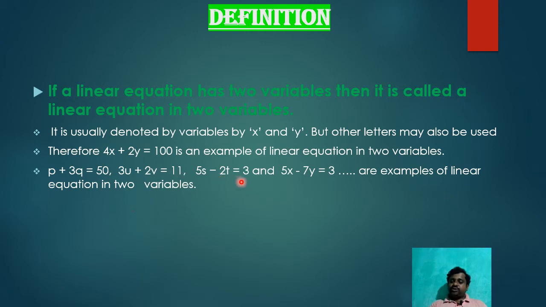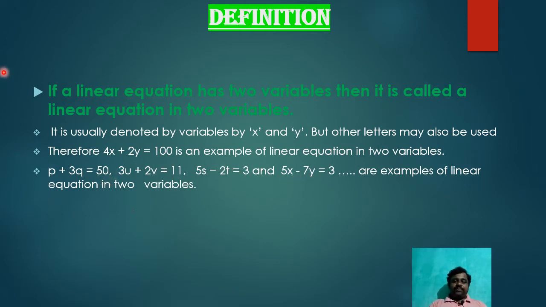Then 5s minus 2t is equal to 3. 5s means 5 times s minus 2 times t, where s and t are variables. 3 is a constant. Again, 5x minus 7y is equal to 3. That means if we put different values for x and y, we can get the value 3 or not 3. If it is equal to 3, that is the solution. Otherwise, that is not a solution. We can discuss that in the next slide.